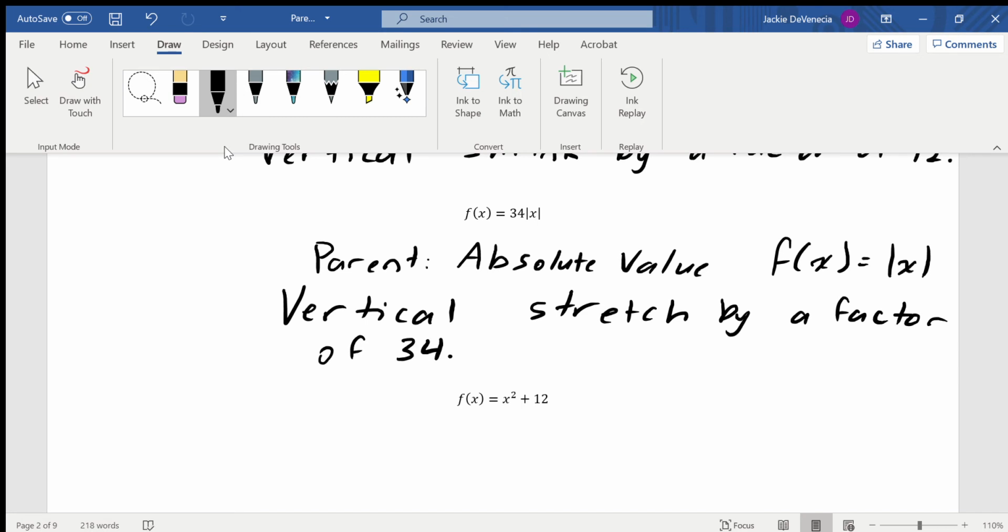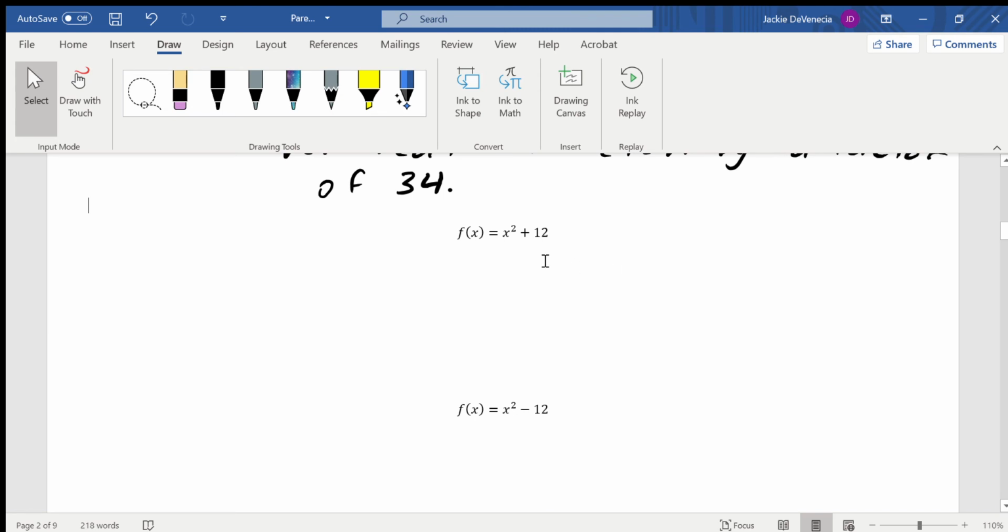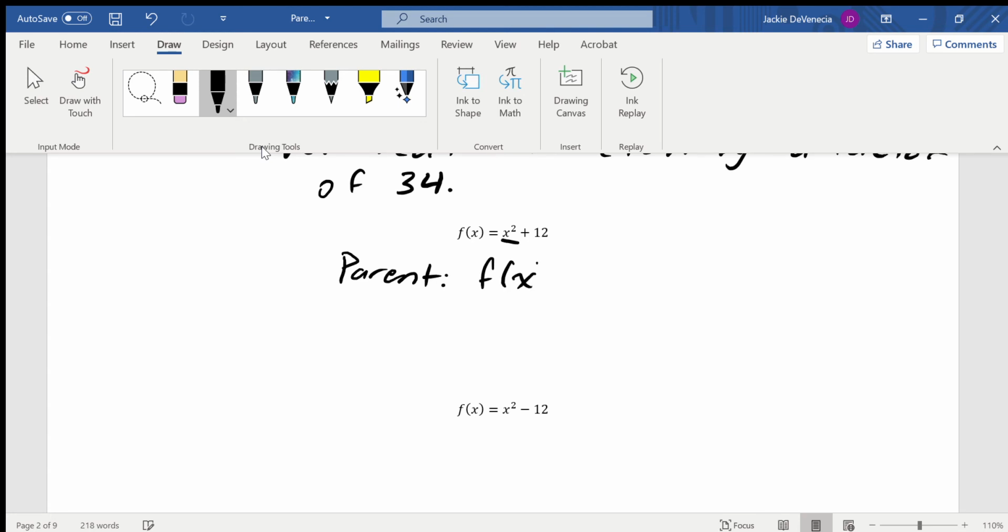Okay, and then let's move down to the bottom. So this one is reading f of x is equal to x squared plus 12. So I see the x squared. That's telling me that my parent function must be that quadratic one. F of x is equal to x squared. And that's a quadratic. This one is going to be a U shape.